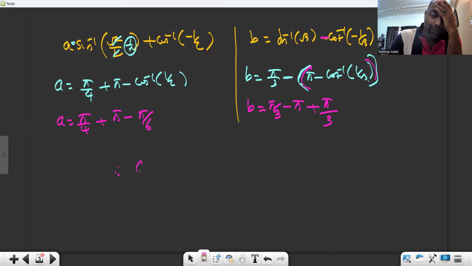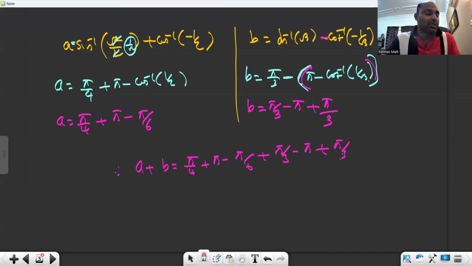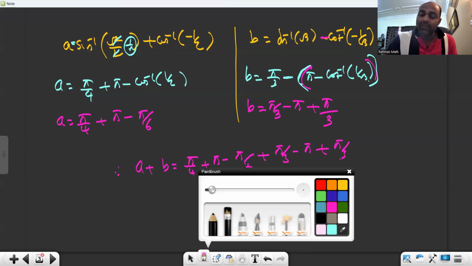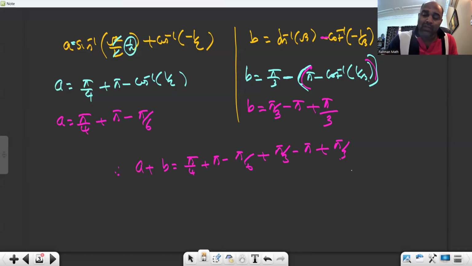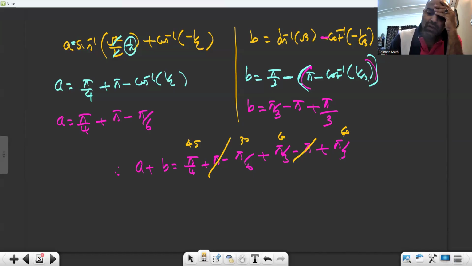Now, therefore, A plus B equal to pi by 4 plus pi minus pi by 6 plus pi by 3 minus pi plus pi by 3. That's the question, A plus B they are asking. Any doubt, let me know. Pi and pi cancelled. Is anything else cancelled? Nothing else. So we can write this is 45, this is 30, this is 60, or if you want, you can take LCM.